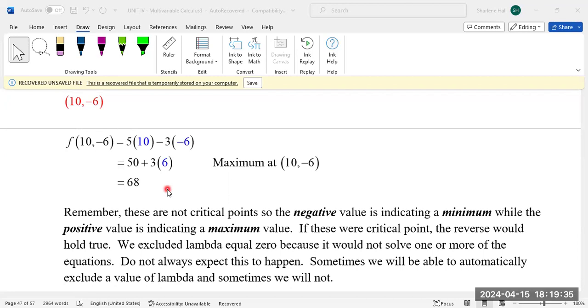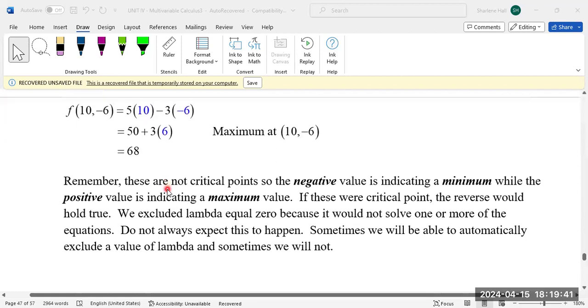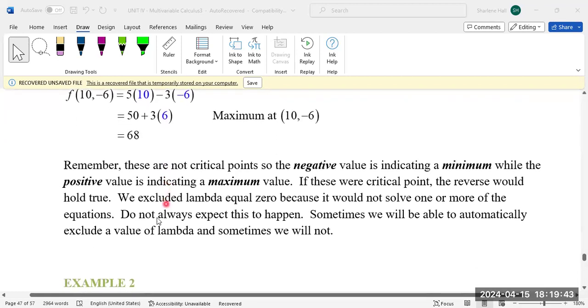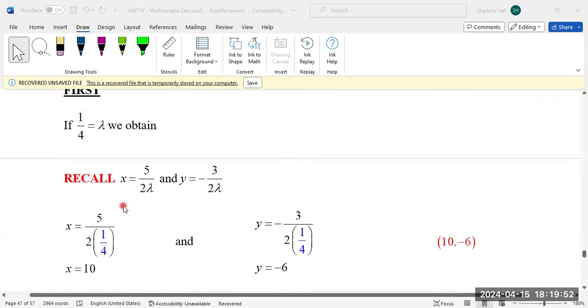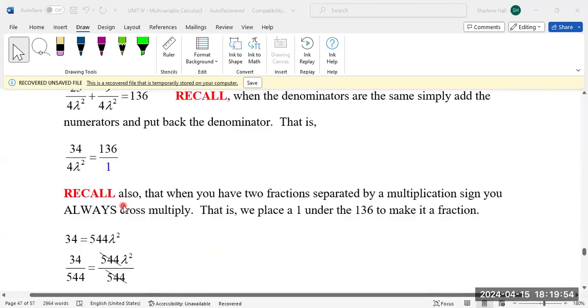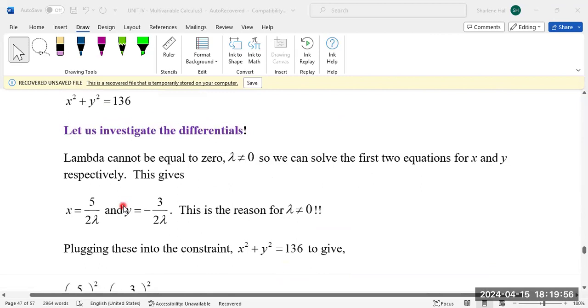We'll be able to automatically exclude a value of lambda, and sometimes you'll not be able to do so. All right? So please remember that we're not doing critical points. Look at what is happening here. Question done. I'm ready for example 2. Let us look at the question again, and let us talk about the things that we had to do, because the other example is going to be yours.